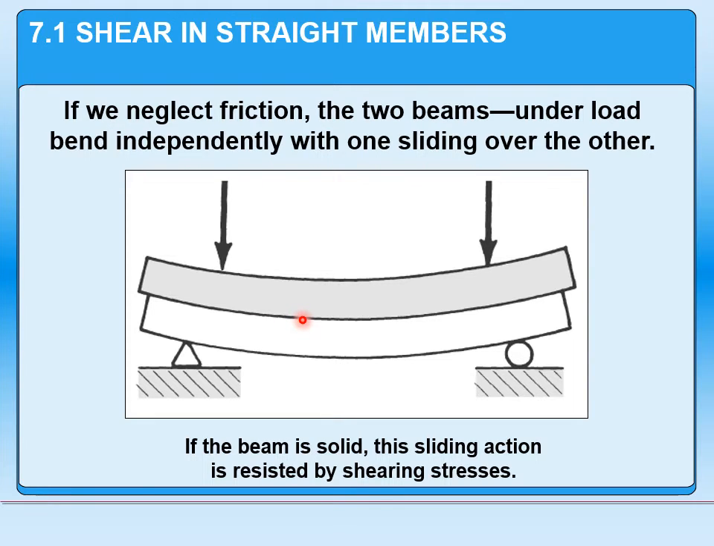Clearly, friction would resist it to a certain extent, but what would very much resist it is if the beam was a solid piece of material. In this case, that sliding action can't take place because these two ends do have to remain square. And what is replaced by is a series of internal shearing stresses at these various levels within the beam.